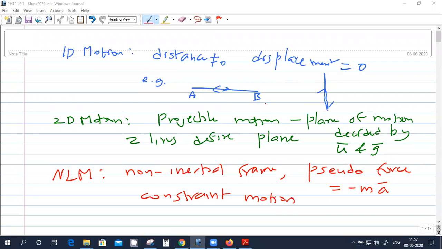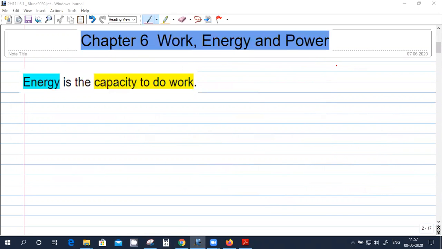Okay. So new to this chapter, work, energy, and power. So what do you understand by work? Force multiplied by displacement. Energy. It is the capacity of a system to do work. Power. It is work done per unit time. Yeah, the rate at which the work is done.